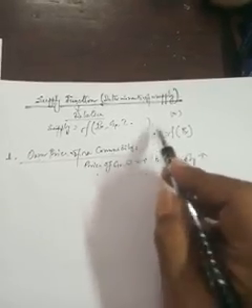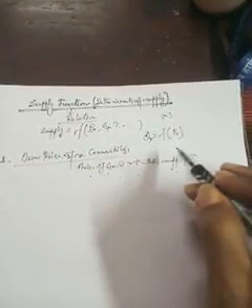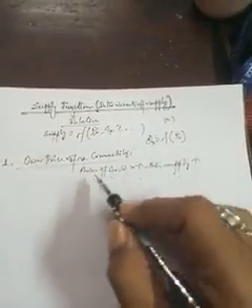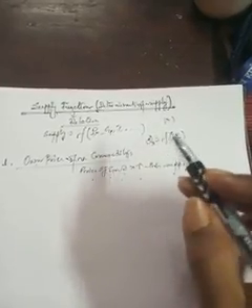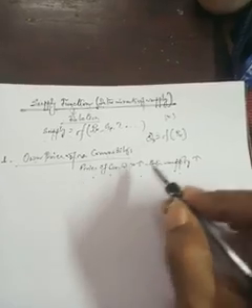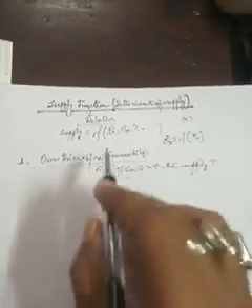That means the higher the price, the higher the supply. Higher the price, higher the quantity supplied. Lower the price, lower the quantity supplied. Okay, this is the first point.